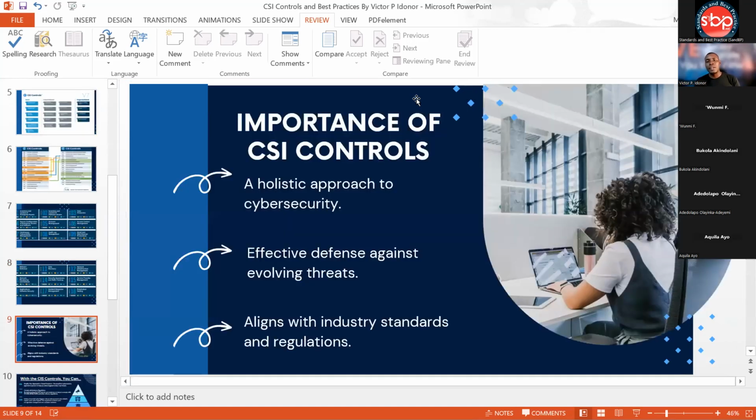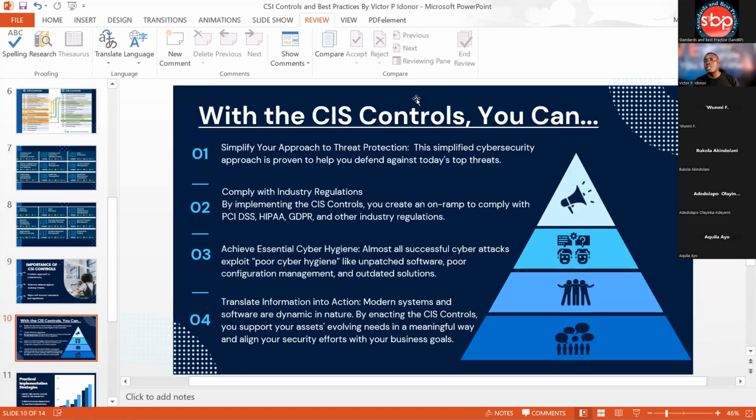So, the importance of CIS controls: it ensures a holistic approach to cybersecurity. It is effective defense against evolving threats. If you put all of this in place, it ensures that you are effectively defending your organization against evolving threats. It helps the organization align with industry standards and regulations. So with CIS controls, you can simplify your approach to threat protection. By this, you simplify your cybersecurity approach, which is proven to help defend against today's top threats. So you can greatly simplify your approach towards whatever you want to put in place for your cybersecurity protection.